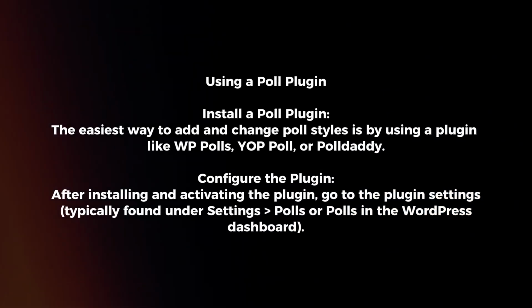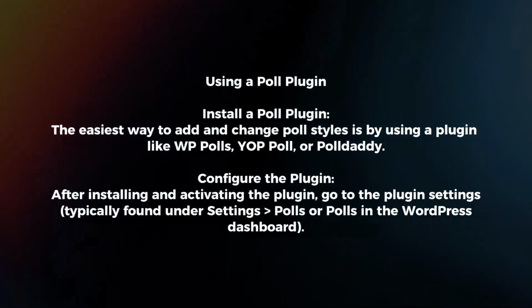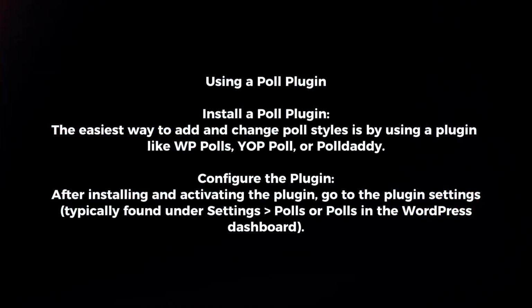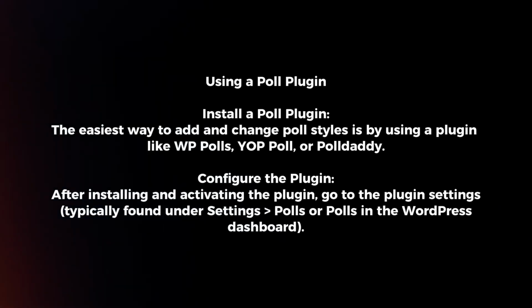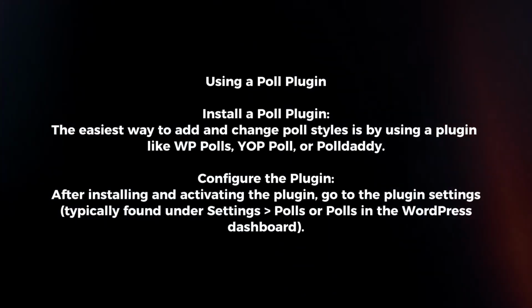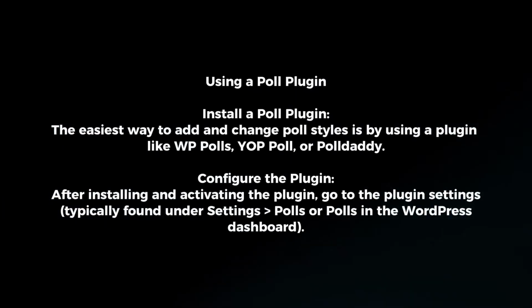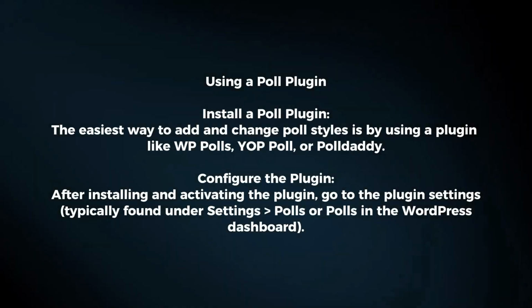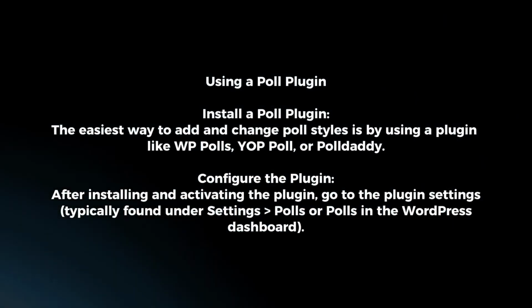Using a poll plugin. Install a poll plugin. The easiest way to add and change poll styles is by using a plugin like WP Polls, YOP Poll, or Poll Daddy. Configure the plugin. After installing and activating the plugin, go to the plugin settings.